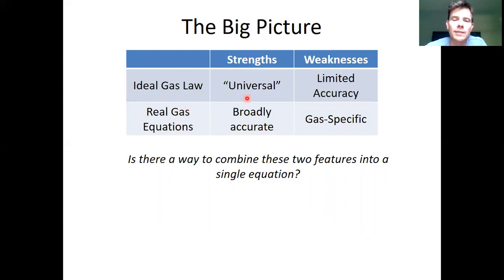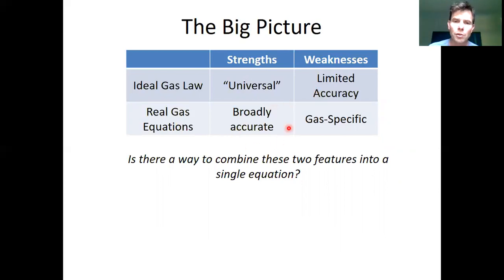One of the strengths of the ideal gas law is it's universal. It works for every gas, right? I don't care what the identity of the gas is. I can just plug my pressure and temperature in and get volumes. The problem with this model is that it has limited accuracy. Unless you're at really low pressures, where the molecules are really far apart, this model actually doesn't work very well.